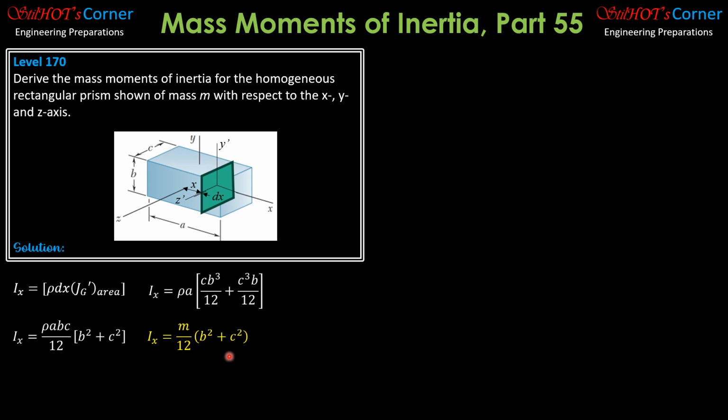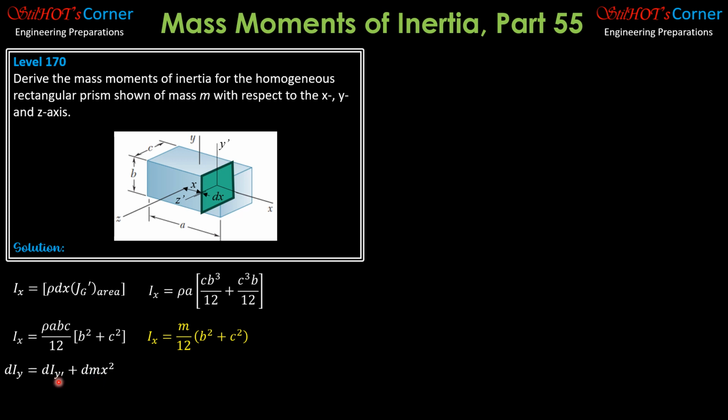Likewise, for Iy, differential Iy is equal to differential Iy prime, through the centroid of area or mass, plus differential mass times the distance between the y prime and y axis quantity squared, by the transfer formula or by the parallel axis theorem. So differential Iy is differential Iy prime plus differential mass times the distance between the axes y and y prime, by the parallel axis theorem.